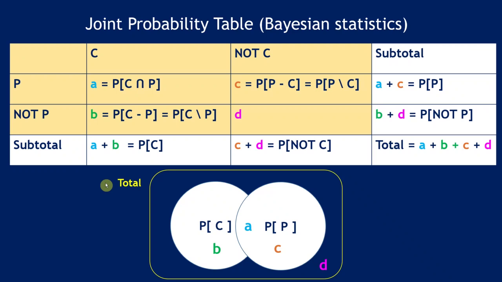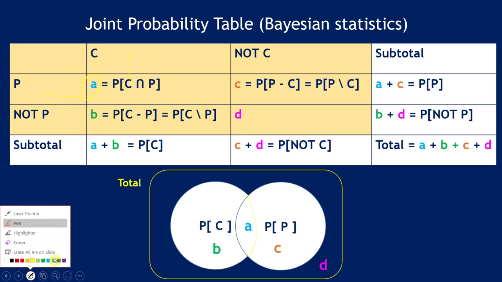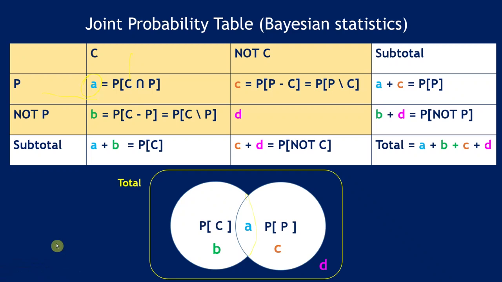Okay, so let's start with A. Letter A over here is this little region, the intersection, and that is the intersection of P and C. Let me change the color of my pen so that it's easier to see. So you can see that the rows are P and not P, and the columns are C and not C. So when we have both P and C, we're talking about intersection, and that's this region right here.